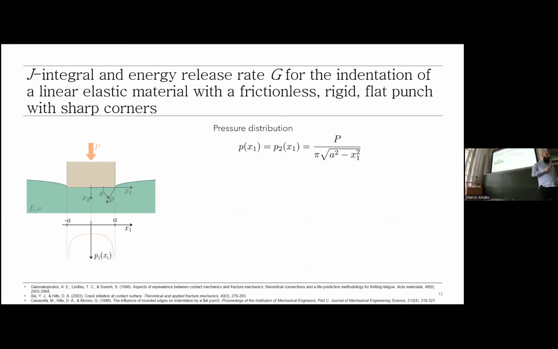Considering now the case in which our flat rigid punch is indented by a vertical force P, the expression of the pressure distribution that arises below the punch is well known. So we can now specify the expression of the stress intensity factor K1, and we can plug this identity for K1 into the expression for the J integral.